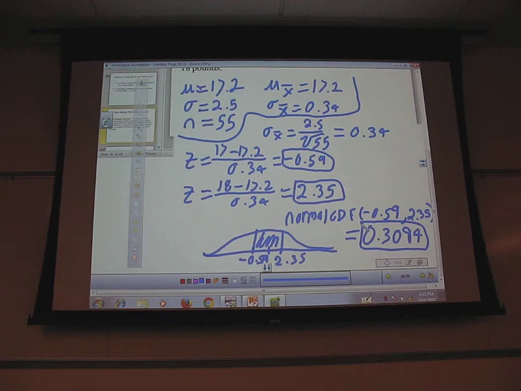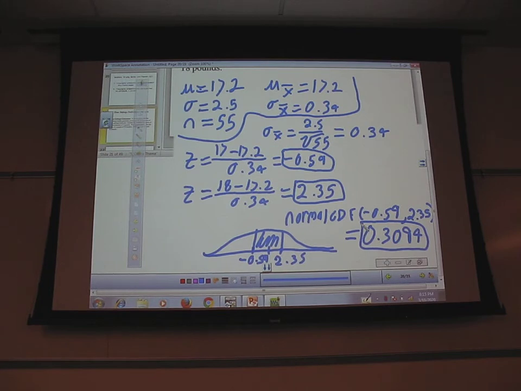Listen up, Derek's going to explain what he did. Derek, go ahead. So, first I found the mean from the problem. It's 17.2. I found the standard deviation also written in there, which is 2.5.